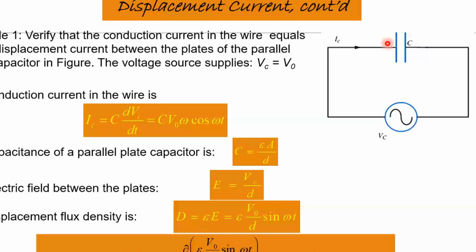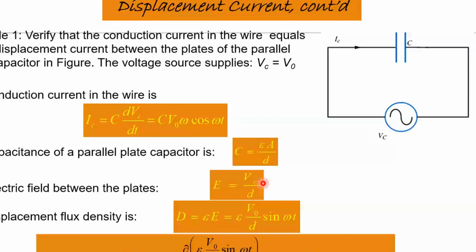Okay, so what is C? Capacitance. C is equal to epsilon A by D. And what is the electric field that we have applied? Electric field is given by potential divided by distance. So Vc divided by D, where D is the distance between these two plates.